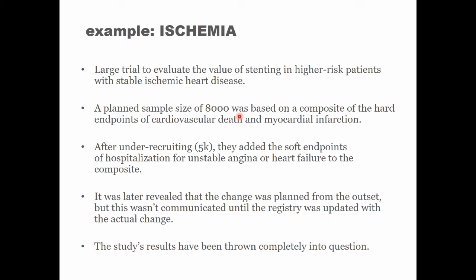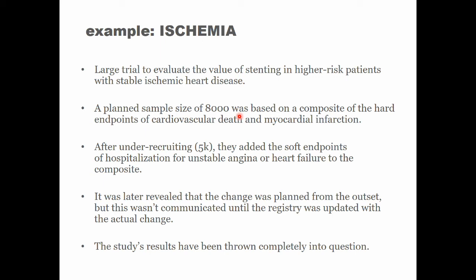They were going to recruit 8,000 people, based on a composite endpoint. The composite was made up of two really hard clinical endpoints. So it was either cardiovascular death, you died from a cardiovascular cause, or you had a heart attack, myocardial infarction, right? So two very serious things. If you experienced either one of those things in this trial, then you were going to be classified as someone who experienced the endpoint. The problem is that they under-recruited.